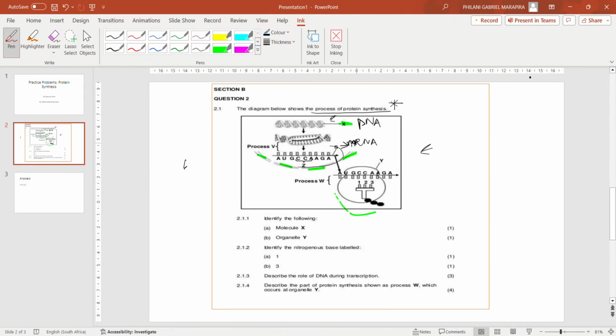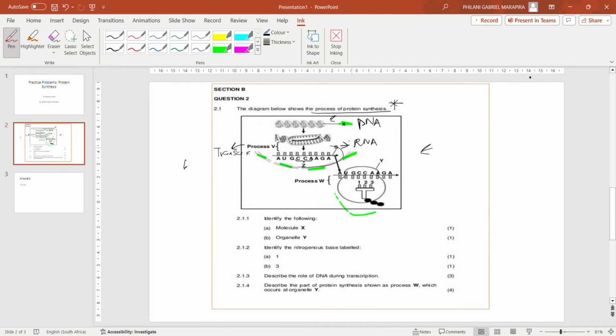Why do we say it's mRNA? It is because we know that in the nucleus, when DNA unwinds, it creates mRNA. So here is our mRNA. There is a certain process that this mRNA was created through. So this process is called process V in the diagram. So what is process V? We only create mRNA through a process called transcription. So it's called transcription. Then you can see that here we've got nitrogenous bases, and this is single-stranded. So we are sure that S is mRNA.